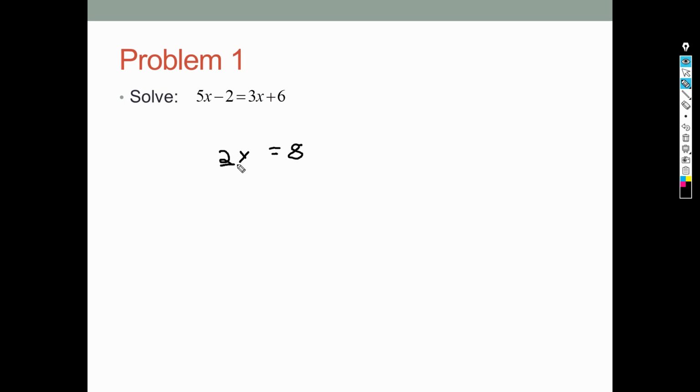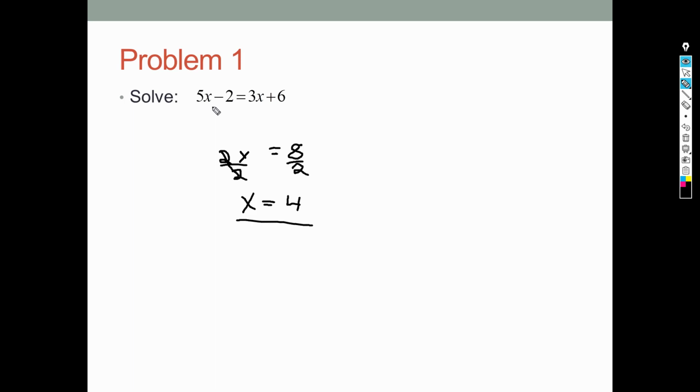Then to isolate the x, we'll divide by 2. This, of course, becomes a 1x, or just a plain x. And 8 divided by 2 is 4. So x is equal to 4.